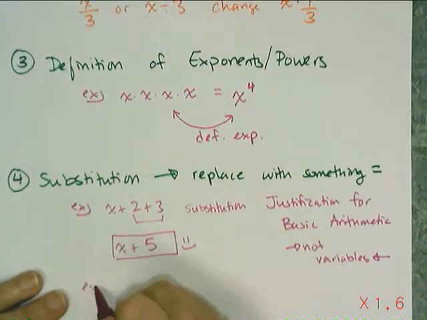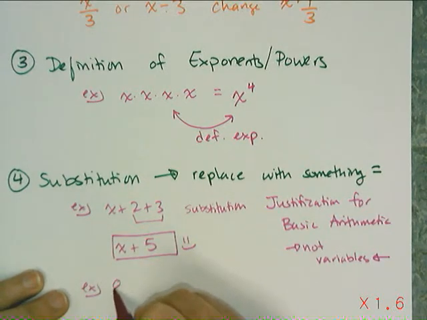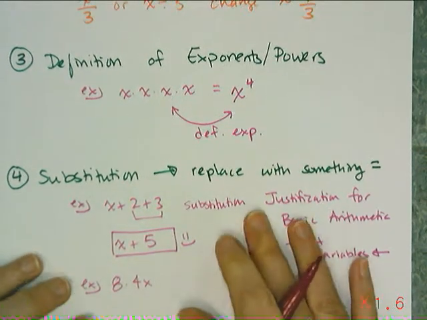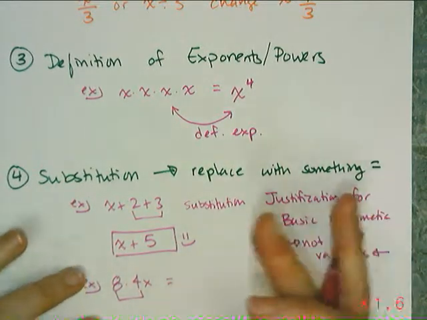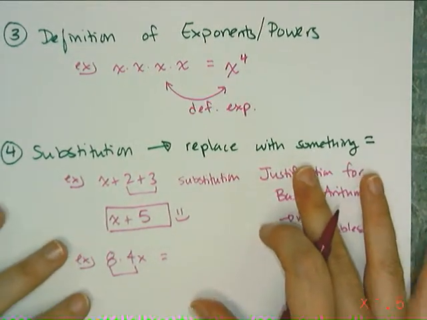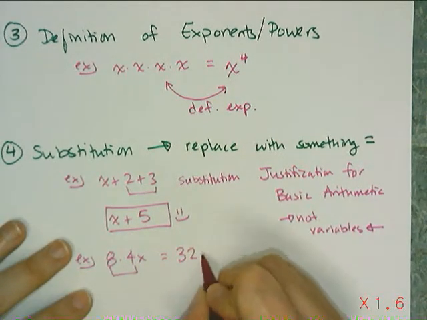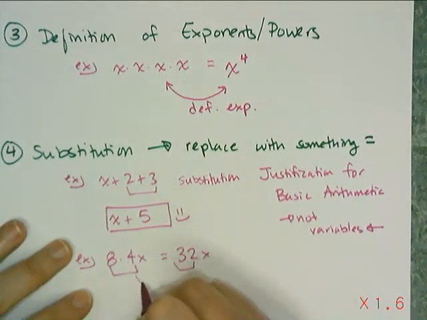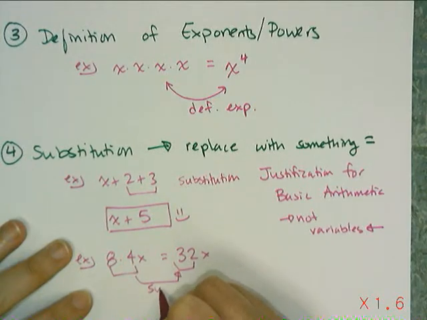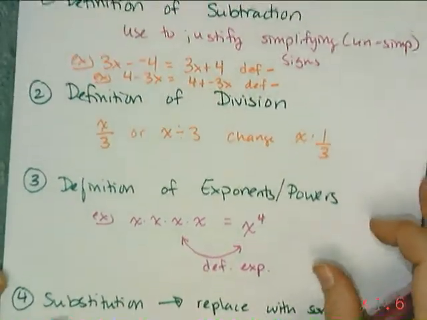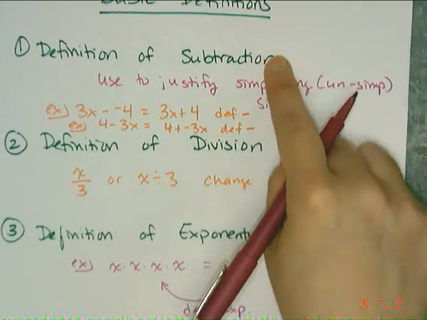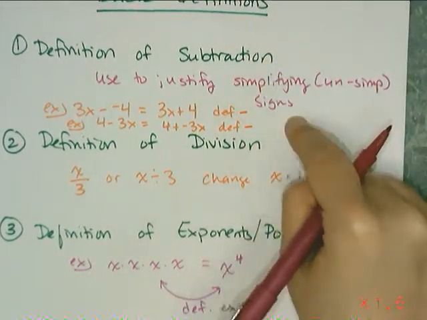It also works with, of course, multiplication. If I have 8 times 4x, and I want to replace the 8 times 4 with what I know it's arithmetically equivalent to, meaning just equal to, I can say 32x, and changing it from that to that is substitution. So the basic definitions we're going to use are definition of subtraction, to simplify or unsimplify signs as needed.